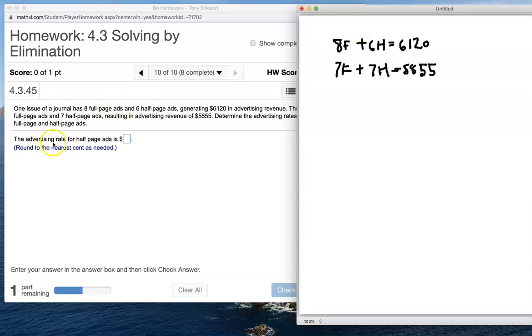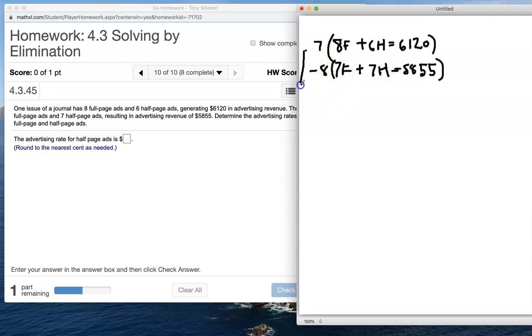They were asking for the advertising rate for half-page ads. So we want to eliminate the full page. I hope there's not another answer down here, but let's hope they just want half-page ads. You don't want to eliminate the H because you're solving for the half-page ads. Let's eliminate the F, the full page. What I want to do is multiply the top equation by a number, how about 7? That gives me 56. Multiply this equation by -8. That gives me -56. I'm liking it.